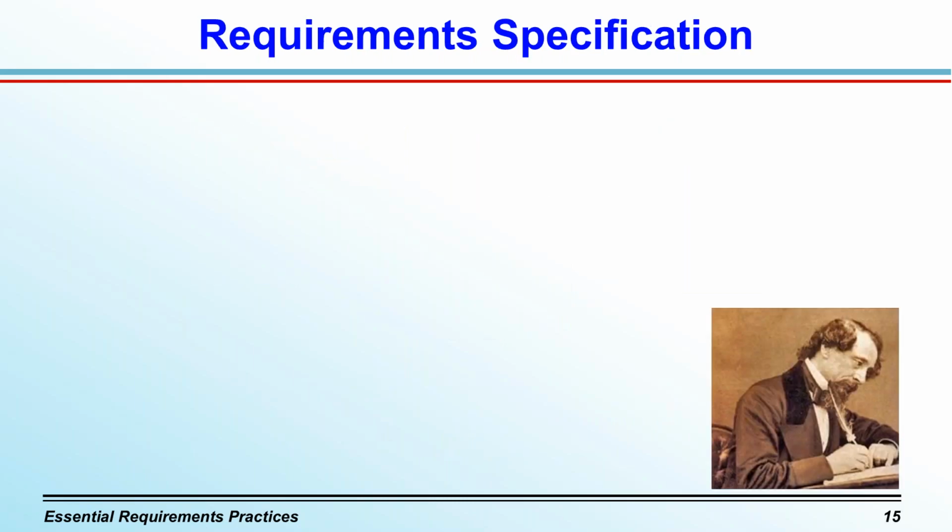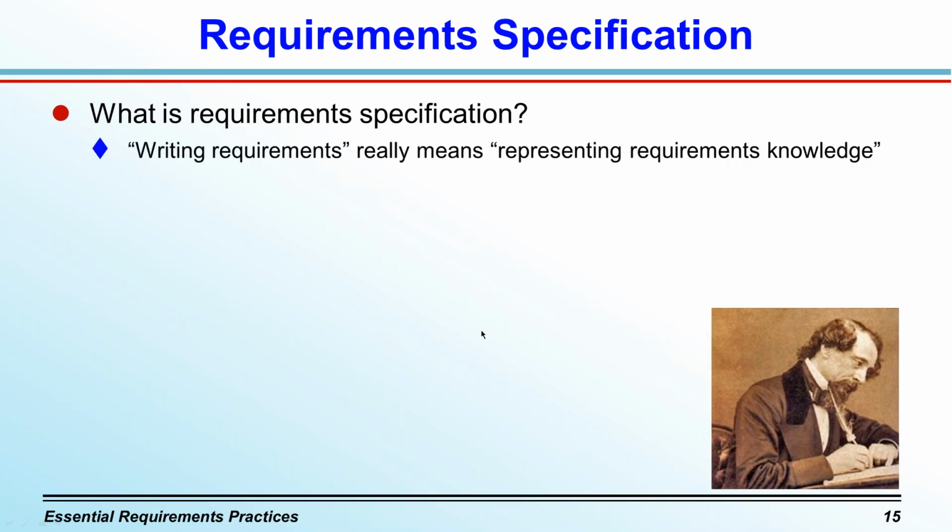So the term requirements specification refers both to the recording of requirements knowledge and to the deliverables you might produce, such as a software requirements specification. And here we have a picture of one of the world's earliest business analysts carefully writing some requirements. Actually, that's Charles Dickens, but close enough. Now, I want to ask you to do something here. Whenever you hear the phrase writing requirements, please mentally change that to representing requirements knowledge.